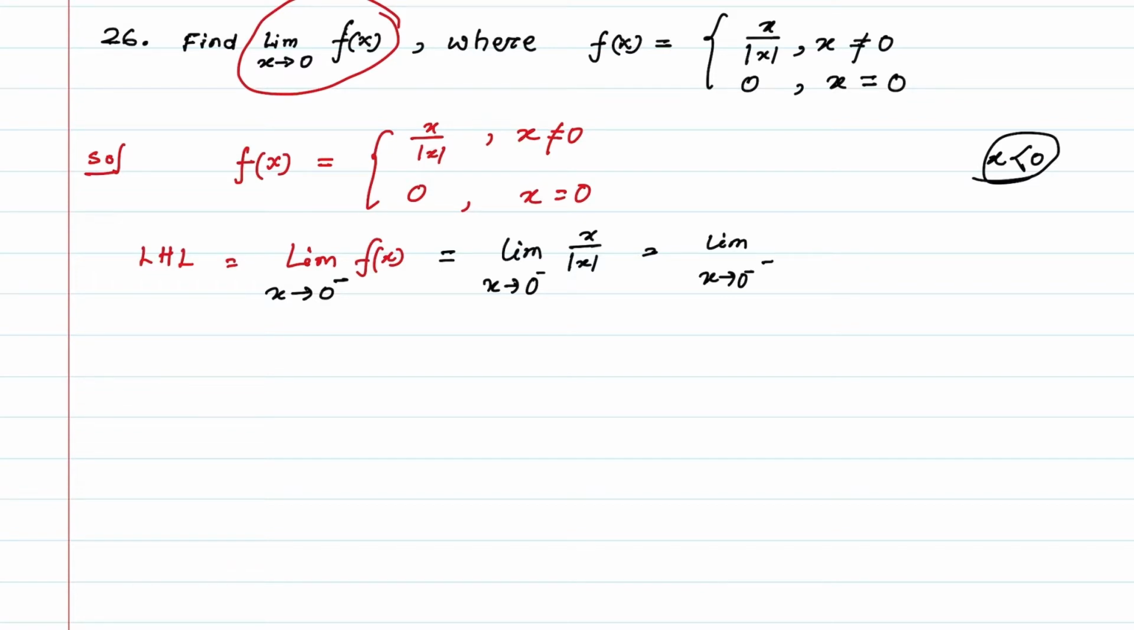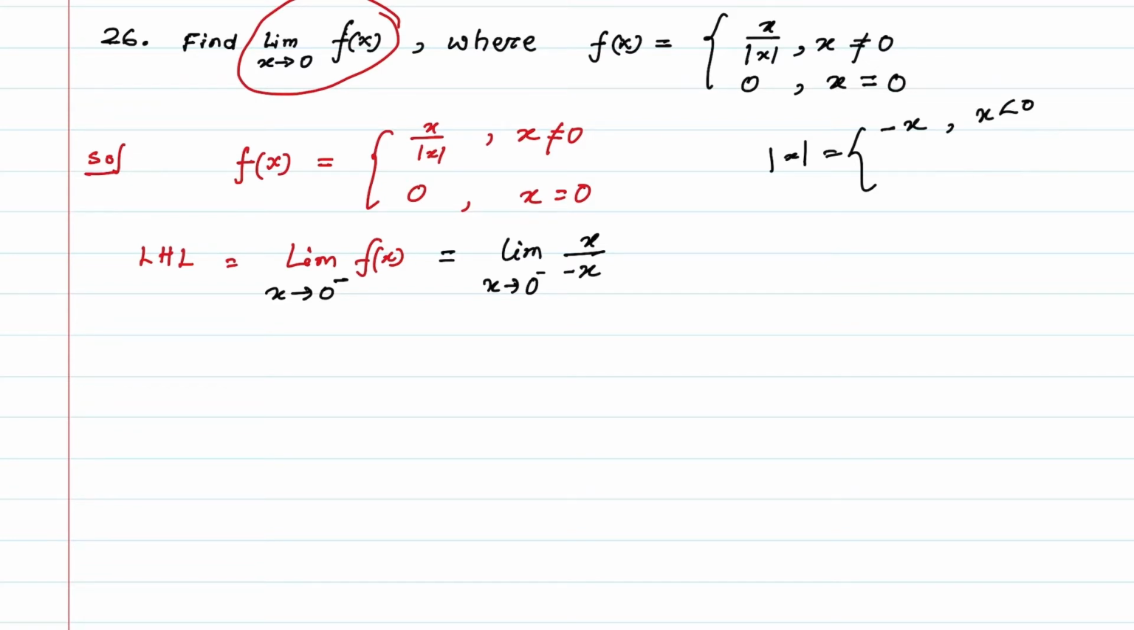So actually we have to write x by minus x here. Okay, we know this. Mod of x, what does it mean? It means mod of x is equal to minus x if x is less than 0, and it is x when x is greater than or equal to 0. Okay, so we know this function. That's why we are using this concept here.